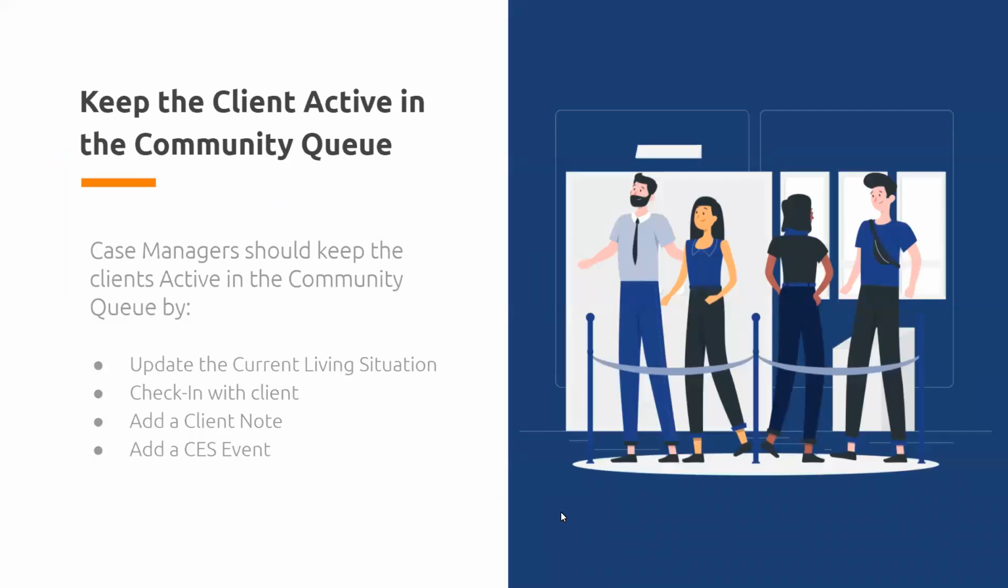While the household is on the community queue waiting to be matched to a housing opportunity, the case manager should keep the client active on the community queue. This is really important because after 90 days of inactivity, the Clarity system automatically removes the client from the queue. It's your responsibility as a case manager to keep this from happening. To keep the client active on the queue, you have a few options. You can update the client's current living situation. You can click the check-in button in the referral. You can add a note to the referral, or you can add a CES event.